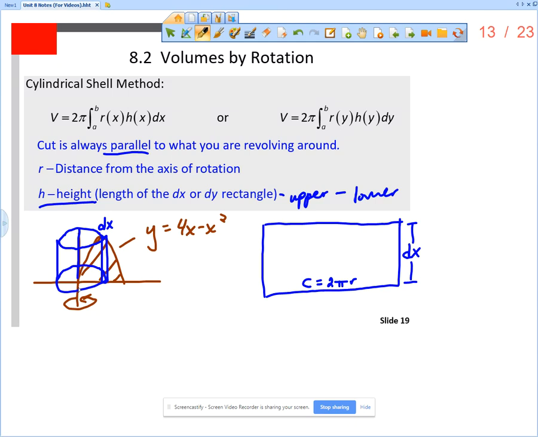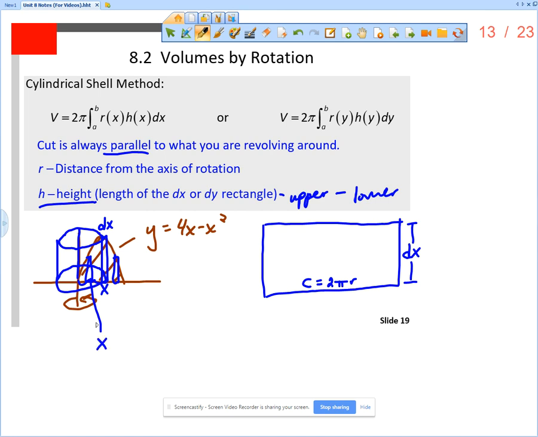The radius is represented by the distance that the dx is from the axis of rotation, all right? So this is something that people kind of struggle with. So we're talking about this distance here, right? So how far is that distance? Well, remember, dx changes, right? Because there could be a dx here or a dx here or whatever. So dx is actually just x units from the y-axis.